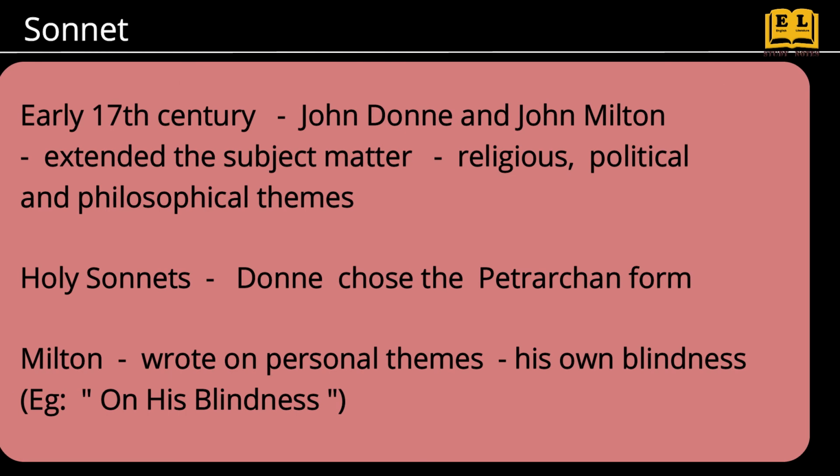In the early 17th century, John Donne and John Milton both extended the subject matter to religious, political and philosophical themes. For his holy sonnets, Donne chose the Petrarchan form. Milton also wrote on personal themes like his own blindness.